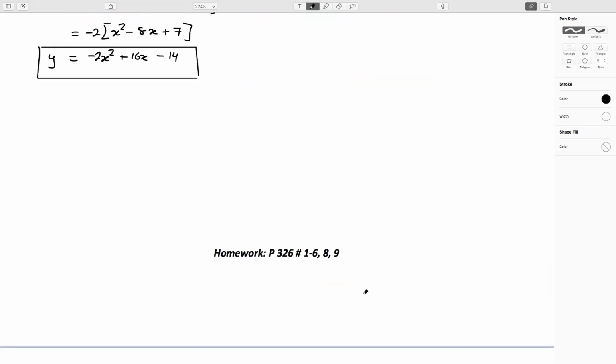So I've got some questions for you to try for your homework. It's page 326, numbers 1 to 6, 8, and 9. You will find the first few questions are mainly just asking you to find things like your zeros, and then the latter questions are going to be ones where you have to put it all together to answer the question.